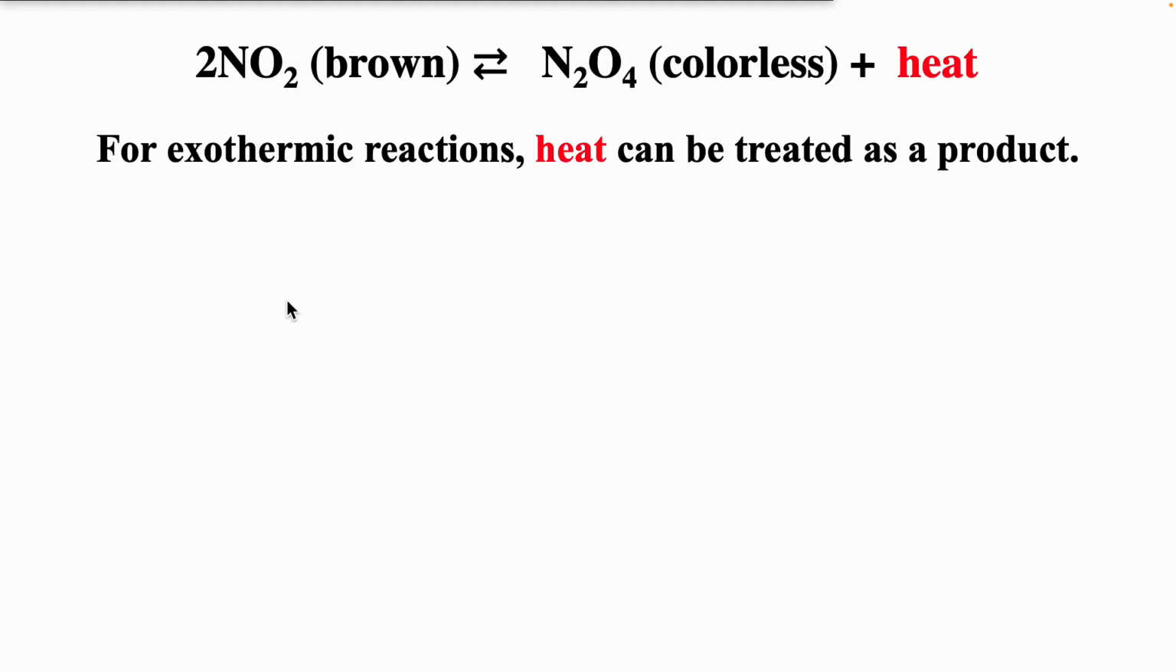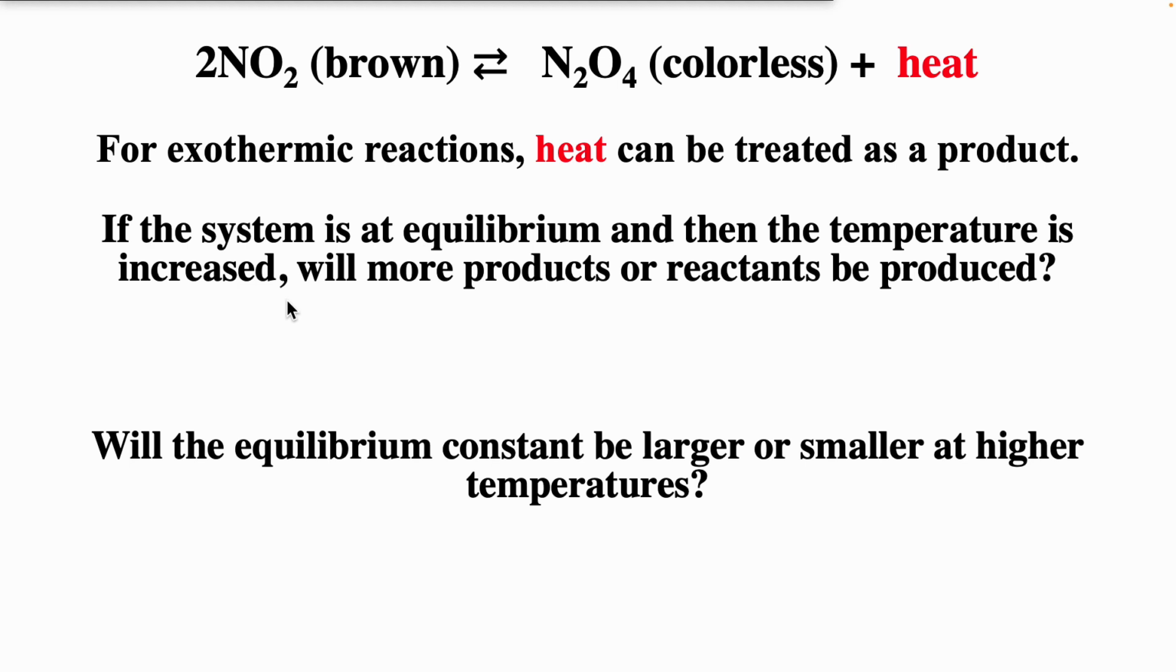Now this reaction is exothermic, meaning heat is a product. If the system's at equilibrium and then the temperature is increased, will more products or reactants be produced? And will the equilibrium constant be larger or smaller? Remember, the equilibrium constant is a constant for a specific reaction at a specific temperature. Changing temperature often changes the equilibrium constant.